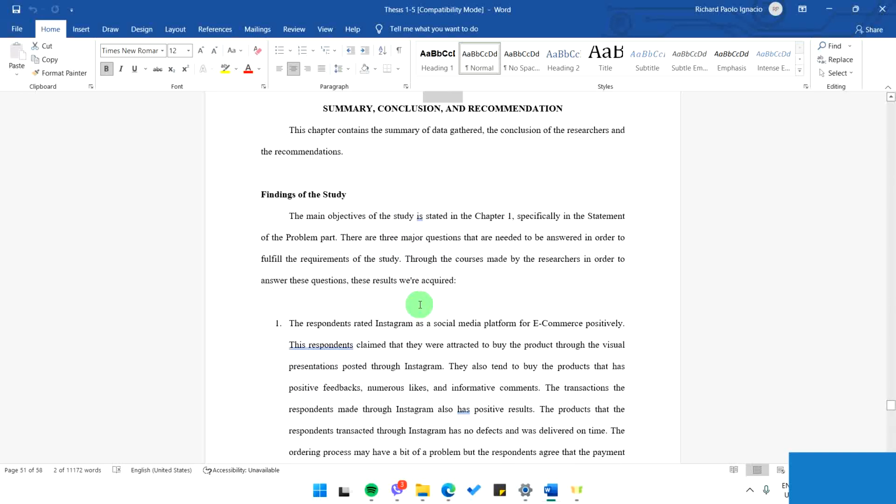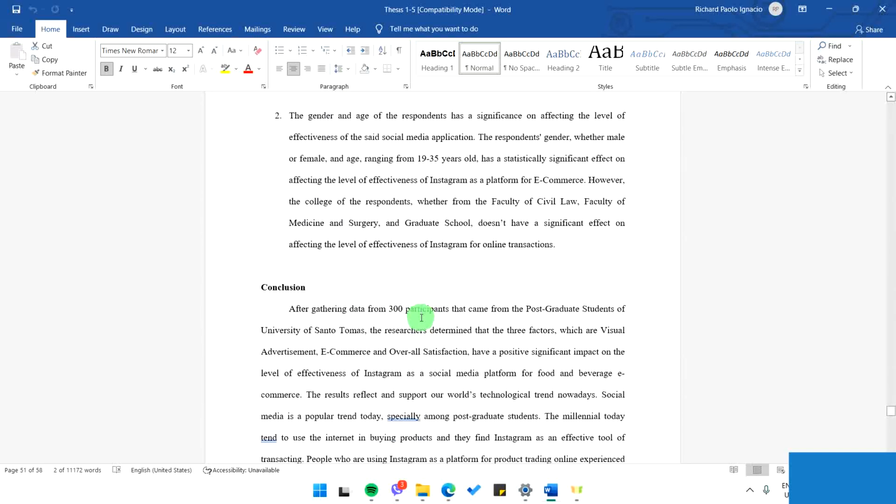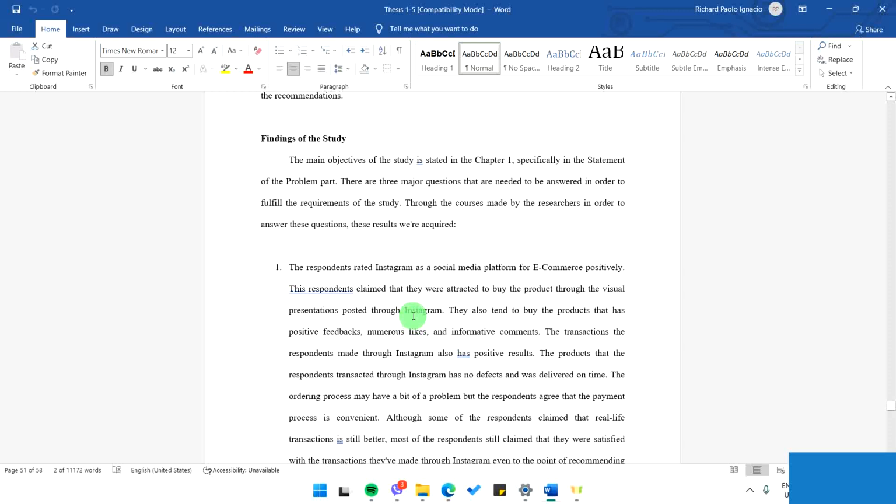When it comes to the findings of the study, di ba lagi ko sinasabi sa inyo, the data that you will be gathering from your respondents should always be related to the statement of the problems. Your questions sa questionnaires ninyo should be aligned with the statement of the problem. So, ano ang ilalagay natin ngayon dito sa findings of the study? Dito natin ilalagay kung ano yung sagot na pwede nating isagot dun sa statement of the problem natin.